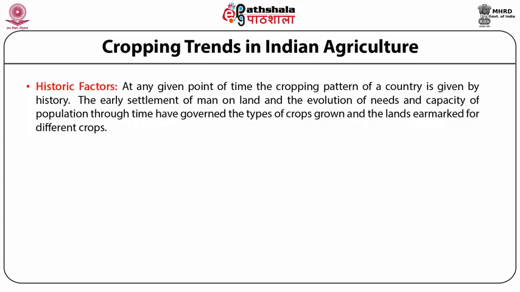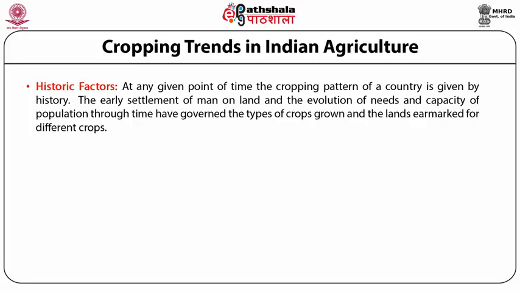Historic factors. At any given point of time, the cropping pattern of a country is given by its history. The early settlement of man on the land and the evolution of needs and capacity of population through time have governed the types of crops grown and the land earmarked for different crops.